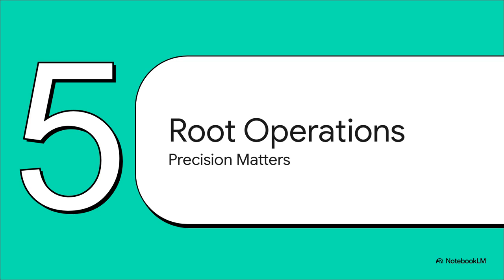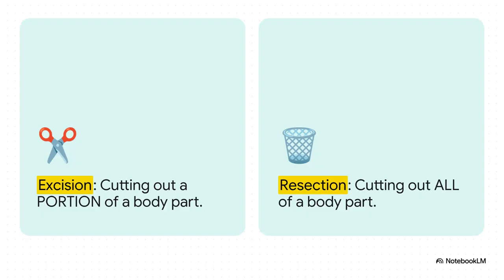The real heart of this 7-character structure, though, is the 3rd character, the root operation. Precision here is absolutely crucial. The root operation defines the exact objective of the procedure. For example, we have to clearly contrast these two, excision versus resection. Coding an excision when the surgeon actually performed a resection fundamentally changes the code and potentially changes the entire DRG assignment. Because an excision is just cutting out a portion of a body part, like a biopsy. A resection is cutting out the entire body part.